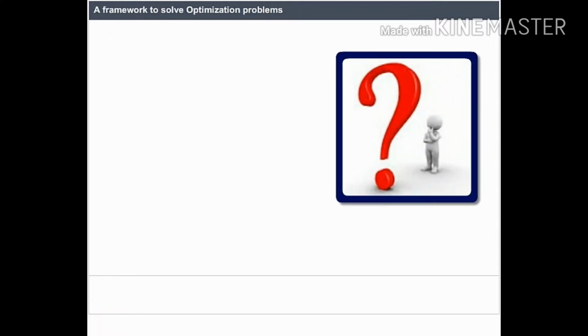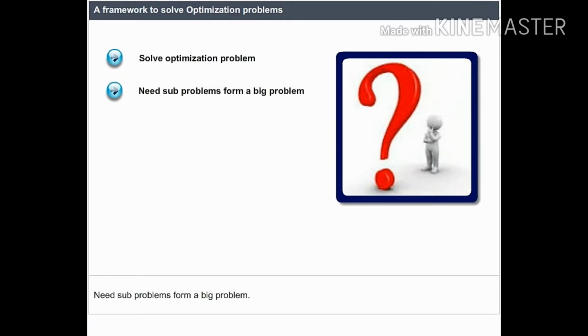A framework to solve optimization problems. We need sub-problems that form a big problem. Determine the cost. Select the choice that produces the minimum cost.